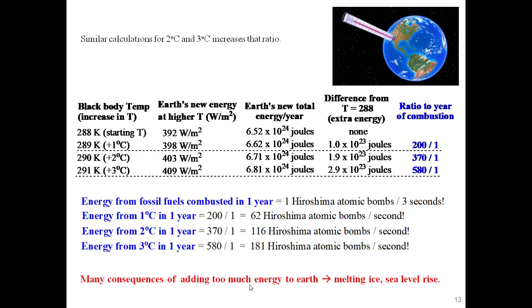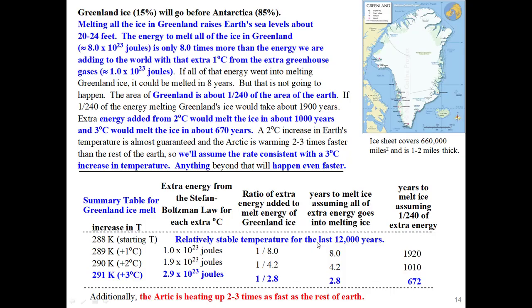I'm going to look at one consequence of this, and that's melting ice, causing sea level rise. This is one of the main things we're concerned about, at least initially. Now, it turns out that Greenland has 15% of the Earth's ice, Antarctica has 85%, and there's less than 1% that's in the glaciers of the world, although that's a very important amount because it provides fresh water to so many countries. Okay, so we're going to look at melting all the ice in Greenland, and that would raise the Earth's sea level by 20 to 24 feet, someplace in there.